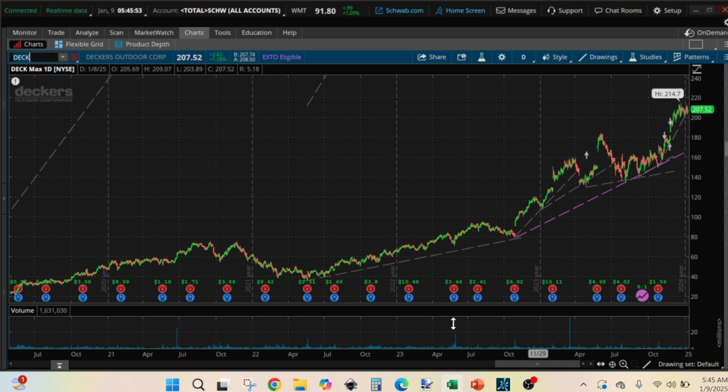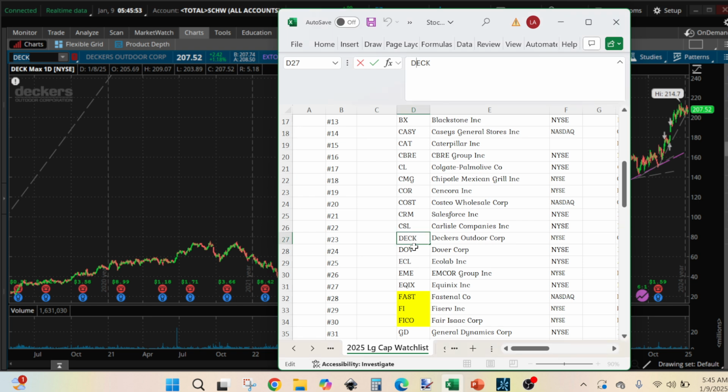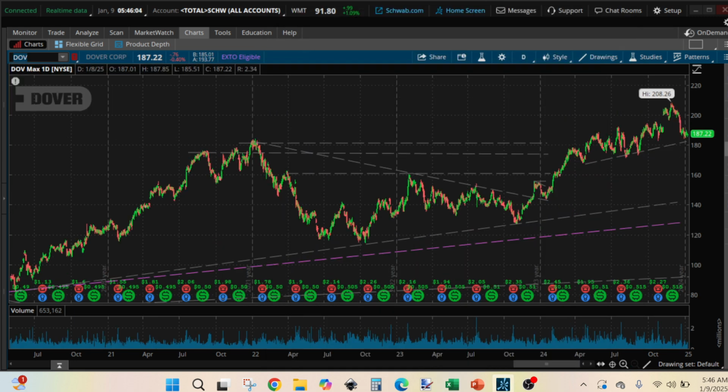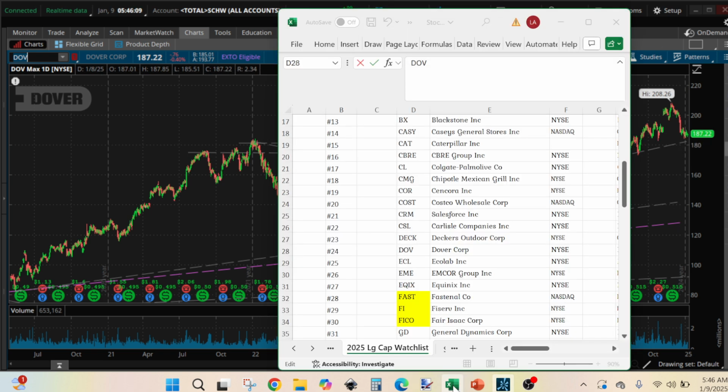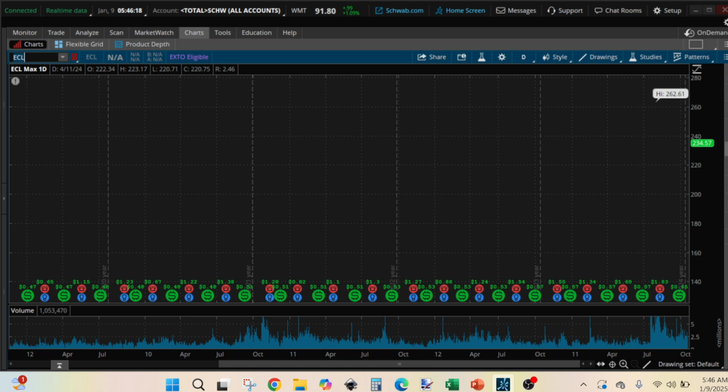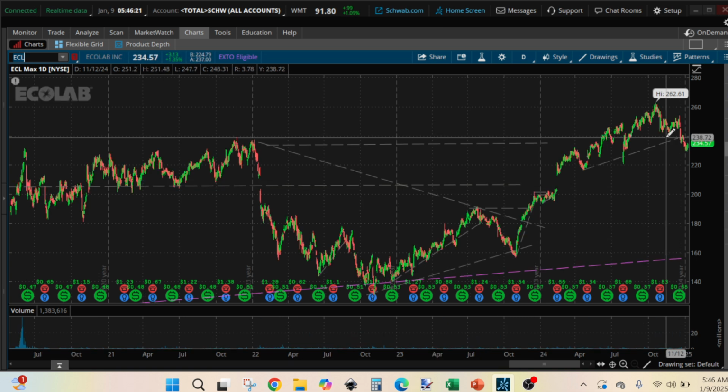that short trend line, going up. It's not going down yet. DOV. We like to buy at this trend line, and right now it seems to be following this one. ECL. We like to buy it at this trend line. Right now this trend line ended, it seems to be going down.